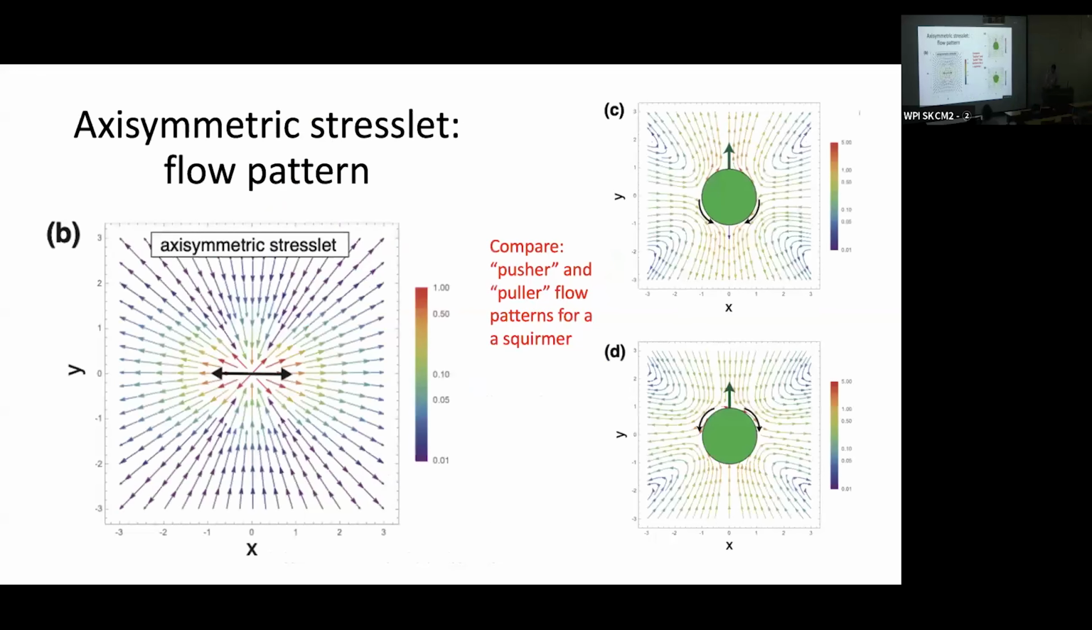So people use this in the literature a lot. This is what the flow field from an axisymmetric stresslet looks like. And you can compare with the pusher and puller squirmers, very, very similar, but not identical. Because for the squirmers, we account for finite size. This is a point force dipole. So we don't account for finite size here, but otherwise very similar in the far field between these pictures.